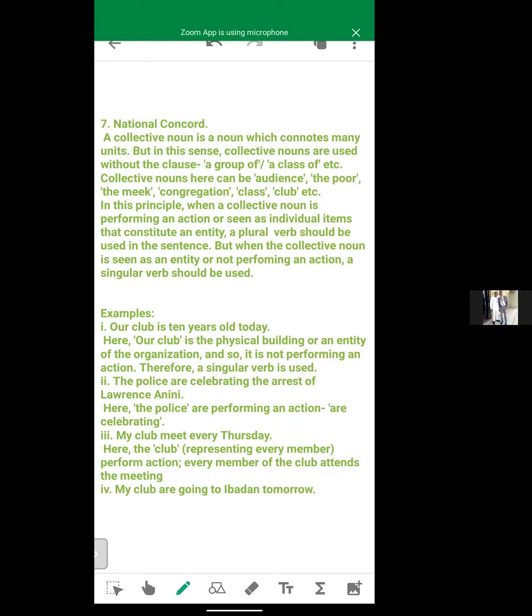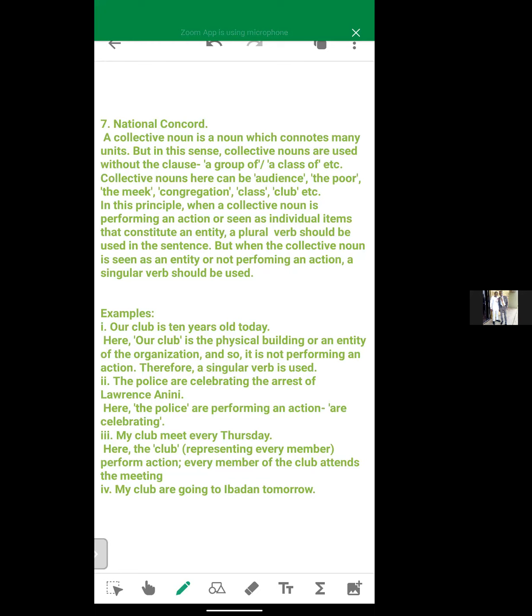So in this principle, when a collective noun is performing an action, or is seen as individual items that constitute an entity, a plural verb should be used in the sentence. But when the collective noun is seen as an entity or is not performing an action at all, then a singular verb should be used.